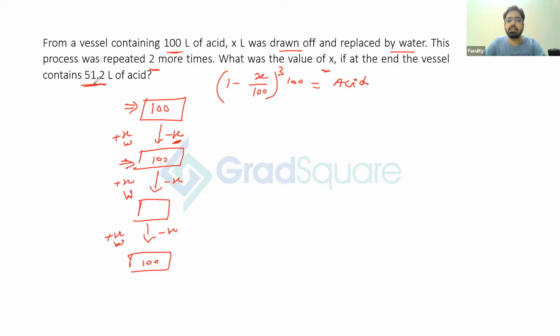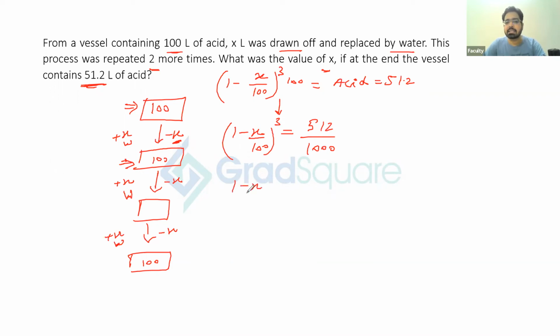Now the final quantity of acid is given to you as 51.2. So let me put that value equal to 51.2. Now if we try to solve this, what are we going to get? 1 minus X by 100 whole cube should be equal to 512 divided by 1000. So I've removed the decimal and put a 0 in the denominator. 512, if you watch it very closely, it is 2 to the power of 9, right? 2 to the power of 9 implies what? 8 cube. Why am I looking at cube? Because there's a cube over here as well.